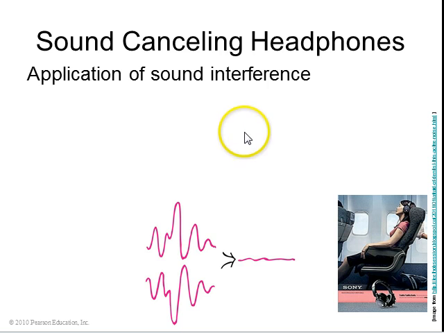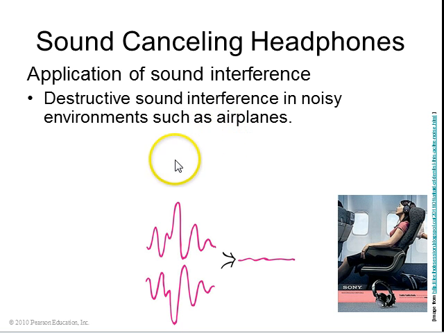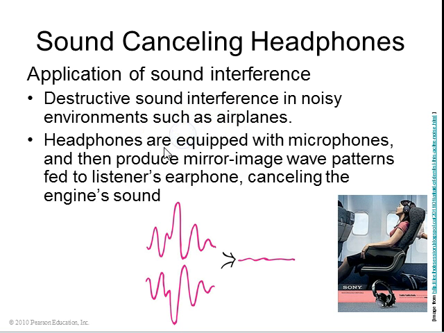So there's something called sound canceling headphones that actually have microphones inside the headphones that listen to the surrounding sound and produce mirror image wave patterns that are fed into your ear so that it cancels the sound out. So you can be in a noisy airplane and get some peace and quiet.